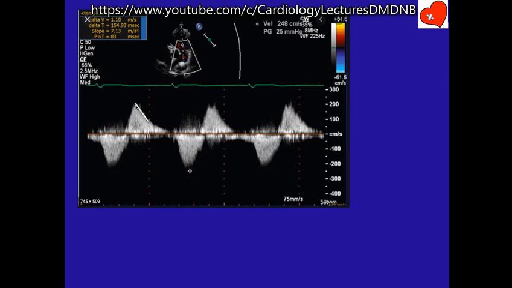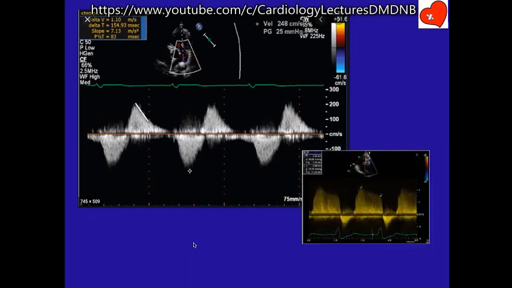So what is the mean pressure in the pulmonary artery? Hello? 16, sir. 16 millimeters of mercury. Okay. So that is how you calculate pulmonary pressures. In contrast, this shows something else. What does it show?